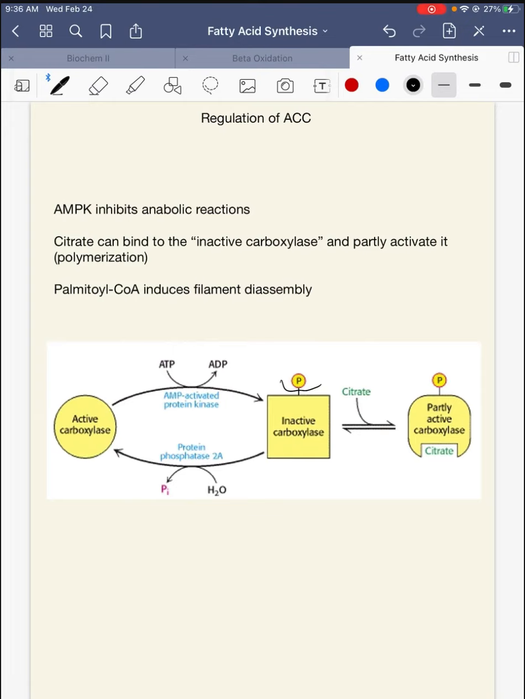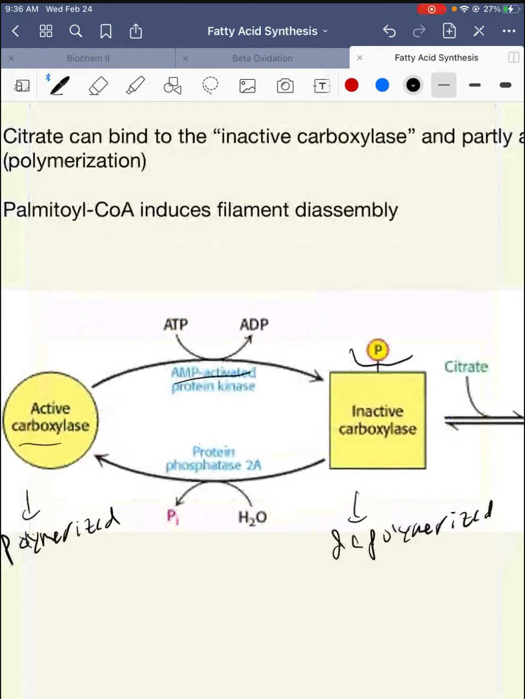Okay, another way it can be regulated is by post-translational modification, so by phosphates, when it gets phosphorylated and dephosphorylated. So an active carboxylase, ACC, does not have a phosphate on it, and it's also in a polymerized form. It's important. And then an inactive one has a phosphate and it's depolymerized. Okay, so the enzyme that deactivates ACC is called AMP activated protein kinase, and another name for it is AMPK.